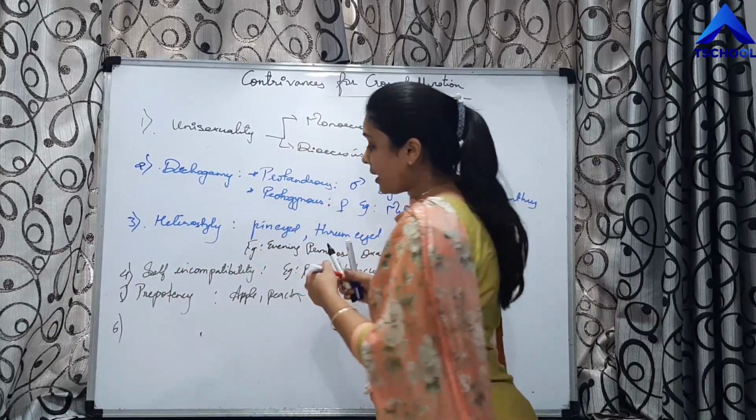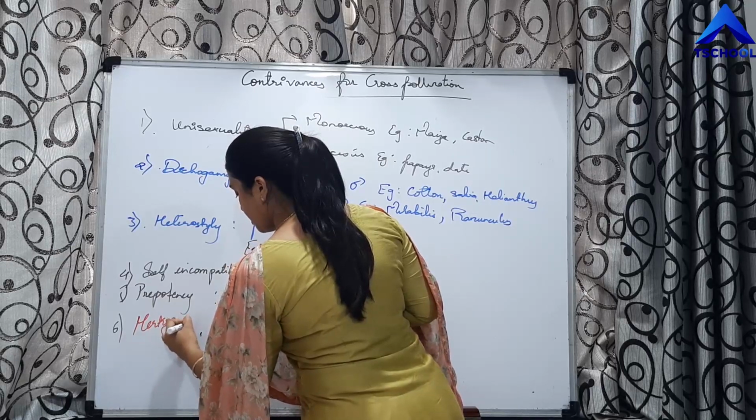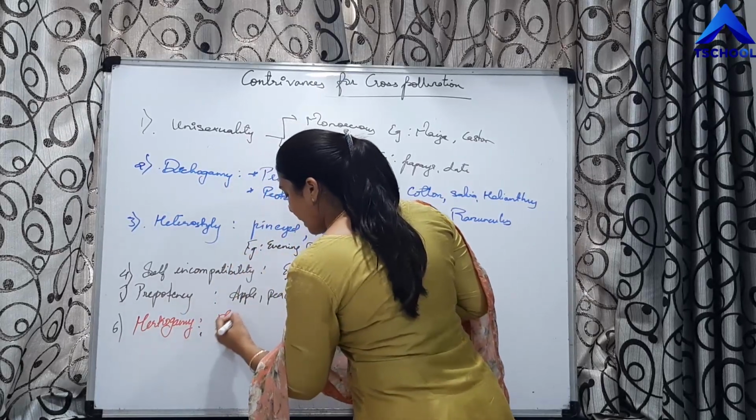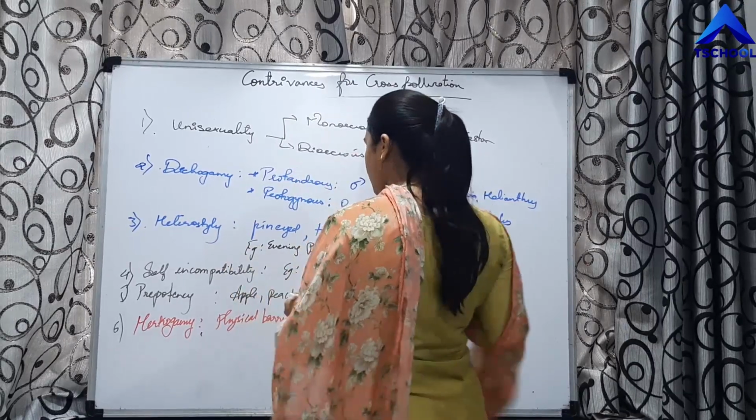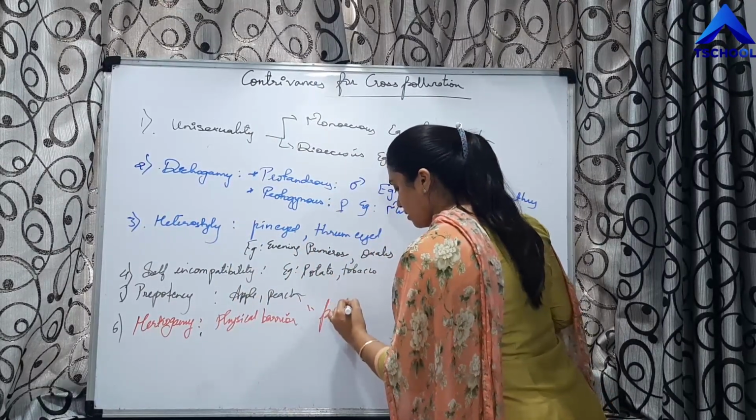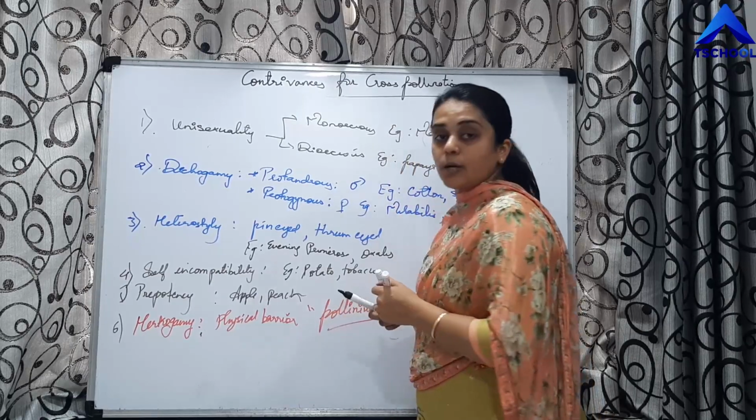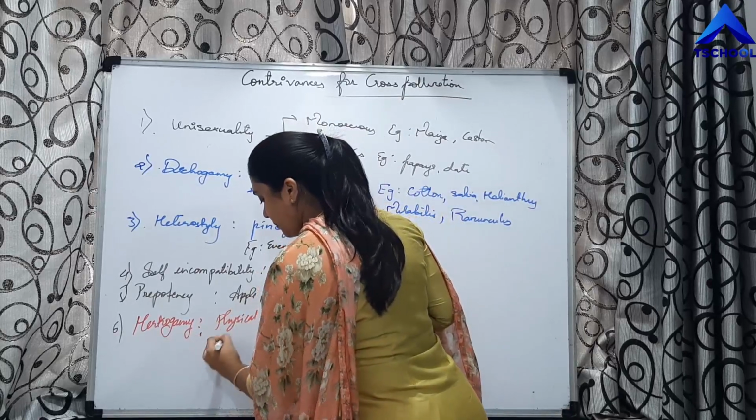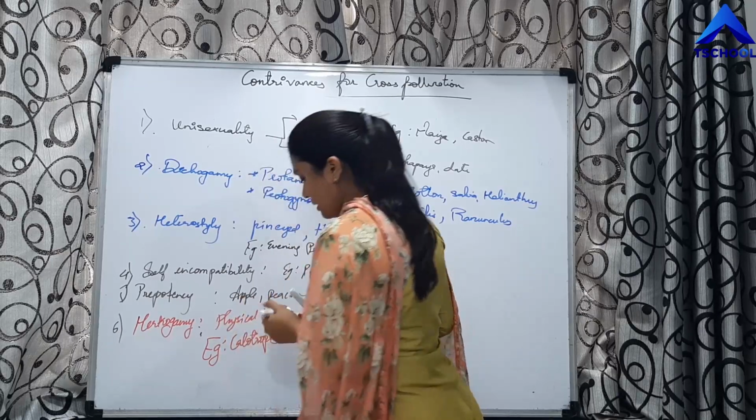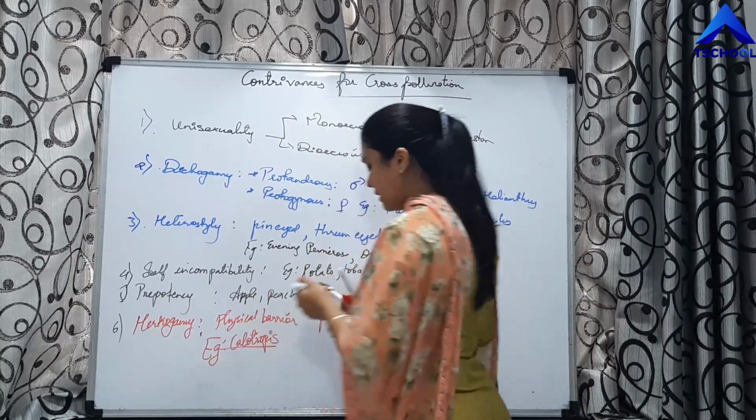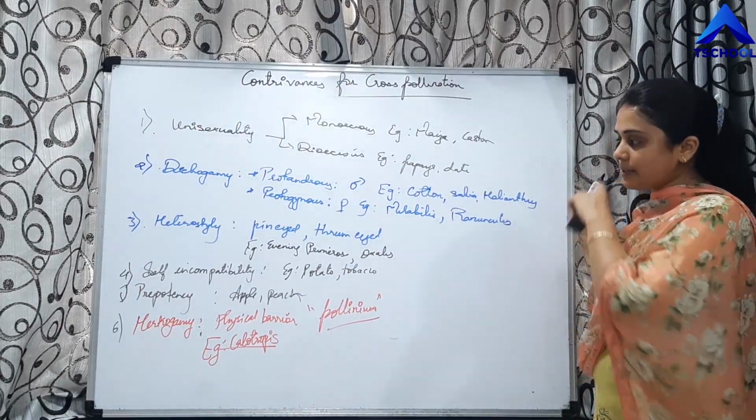And the sixth one is herkogamy, where there is physical barrier. That physical barrier is called pollinium. It is a sac-like structure which encloses pollen grains. Example is calotropis. Right? So, these are the contrivances for cross-pollination.